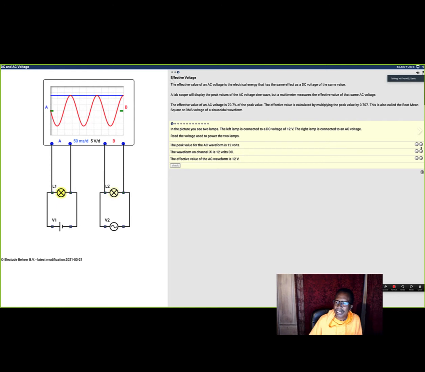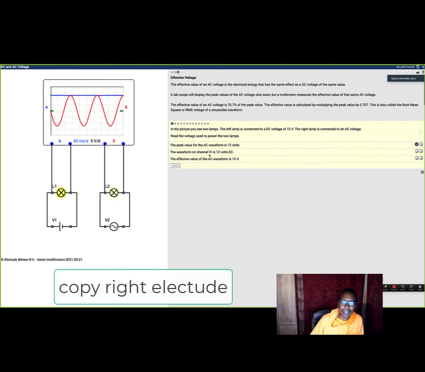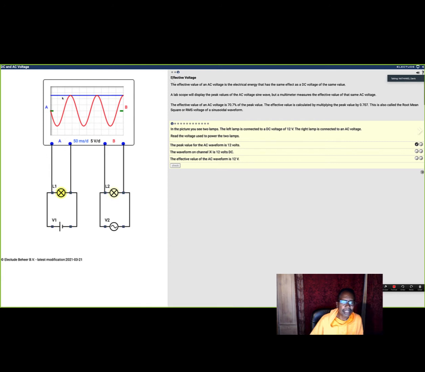Now over here, I have to say yes or no on these three. The peak value of the AC voltage is 12 volts. Yes or no? Yes. The waveform on channel A, that's this one right here, the blue line, is 12 volts. Yes or no? Yes. The effective value. Now, effective is, where is it at? I should have kept the other line.